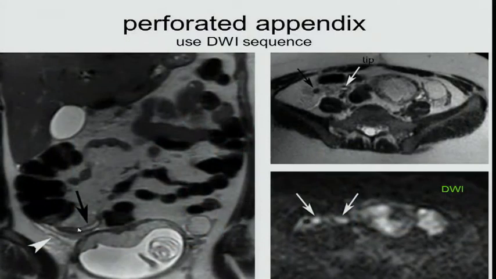Okay, so here is our appendix coming off the base of the cecum. We've got fluid in the appendix and fluid around the appendix. So here we see the base of the appendix, the tip of the appendix, and then we see all this high signal in diffusion weighted. And on the ADC map, that area right there would look really dark. So that's suspicious for perforation.